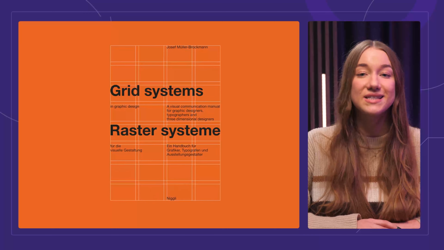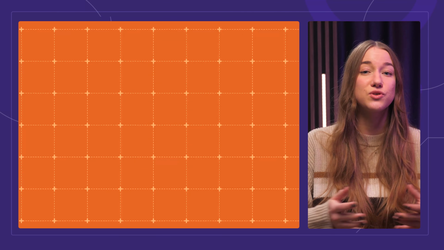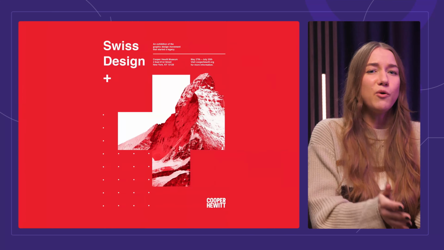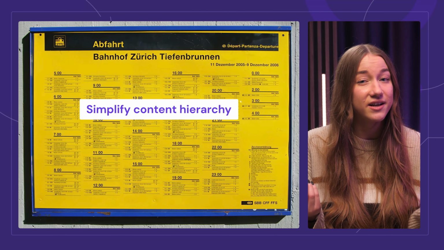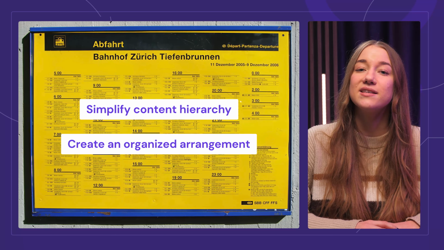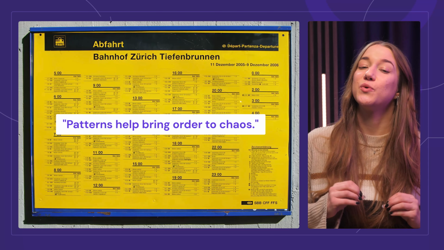Now, Swiss design can be characterized by several key elements. First would be the grid system, which is a structure made up of intersecting straight lines used to organize content. From posters to Swiss train schedules, grids were used to simplify content hierarchy and create an organized arrangement. As they say, patterns help bring order to chaos.